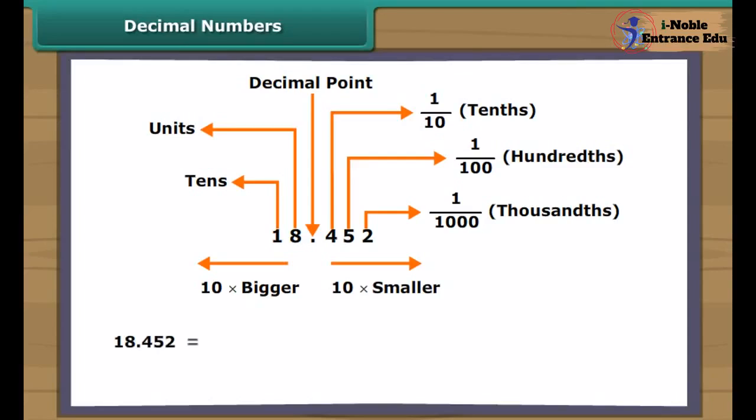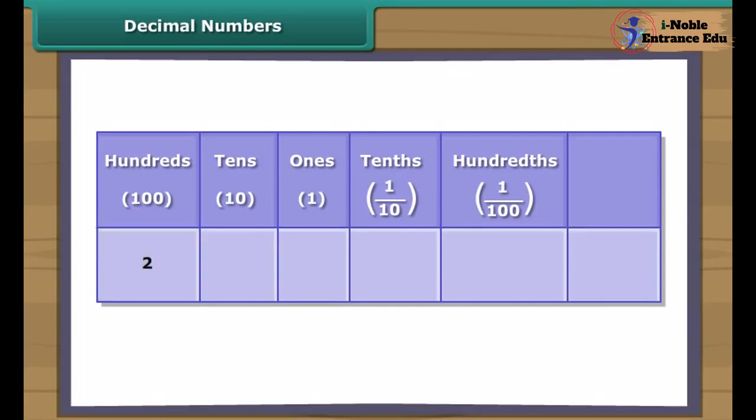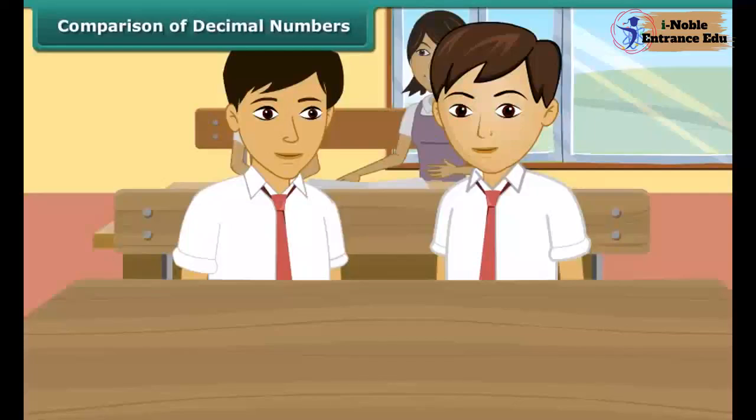The given number can be written in the expanded form as 1 multiplied by 10 plus 8 multiplied by 1 plus 4 multiplied by 1/10 plus 5 into 100th plus 2 multiplied by 1000th. Similarly, if we know the place values of each digit in a decimal number, we can write the number.